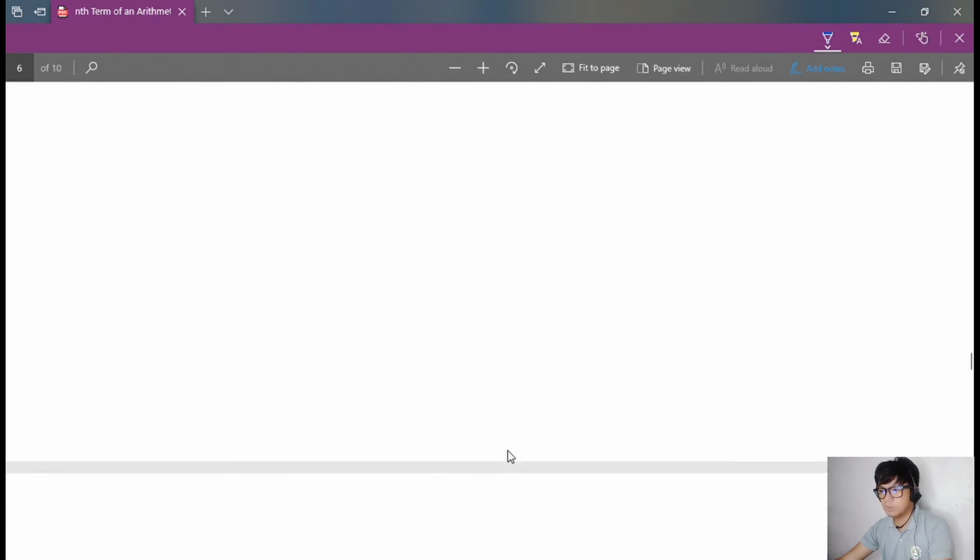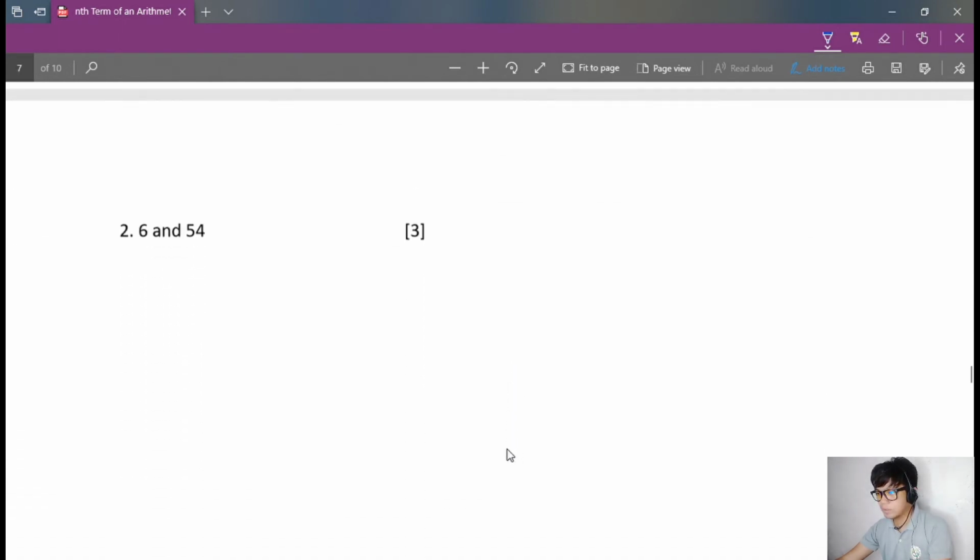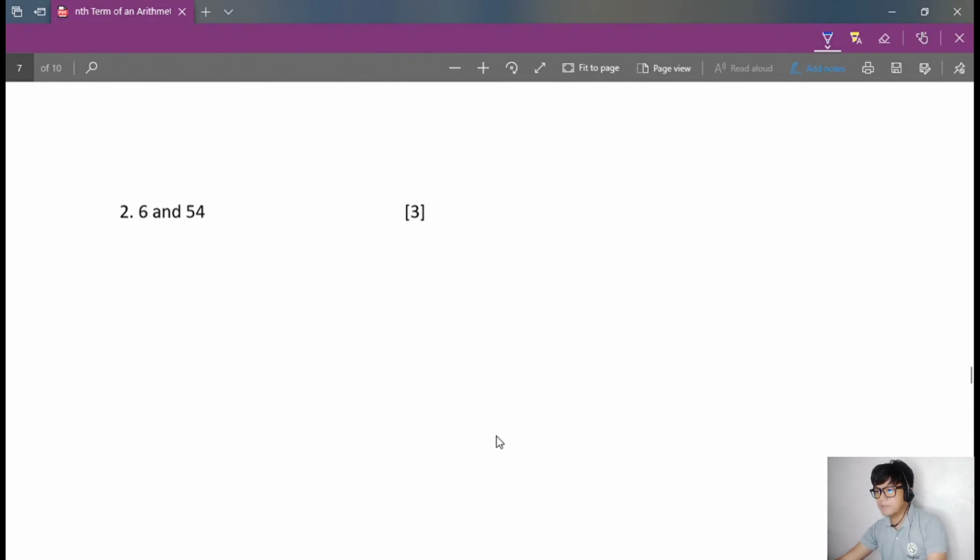For number 2, ito. First term natin is 6. Our first term here is 6. So, we are going to insert tatlong term. Ito, 3 terms. So, blank, blank, blank. So, last term natin si 54. So, para makuha yung terms dito, we need the common difference.